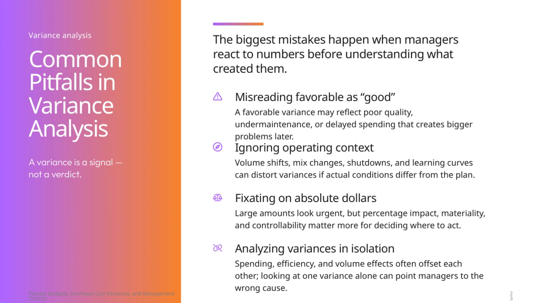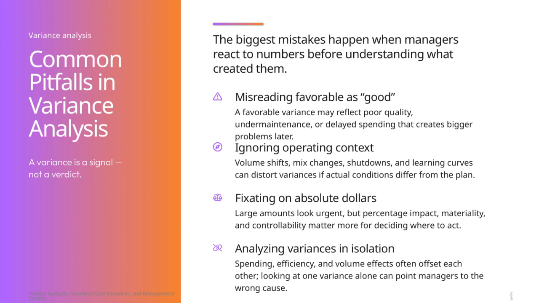Changes like volume shifts, mix changes, shutdowns, or learning curves can all distort variances if actual conditions don't match the original plan. It's also easy to get caught up in absolute dollar amounts. Large numbers might seem urgent, but it's more important to consider percentage impact, materiality, and how controllable the variance is when deciding where to focus your efforts.